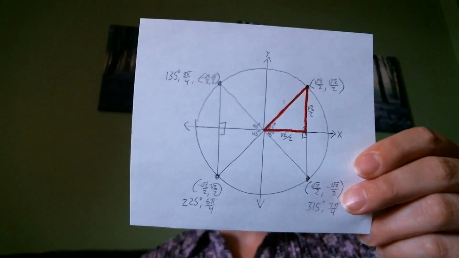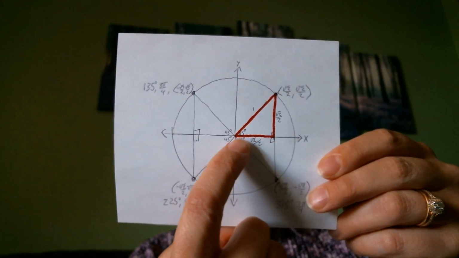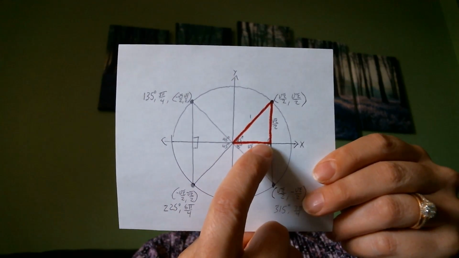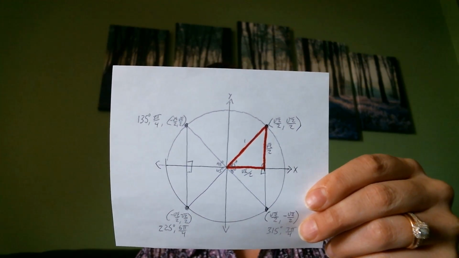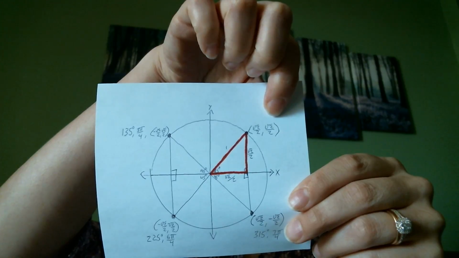So on the unit circle, when our hypotenuse is 1, our sides are root 2 over 2 and root 2 over 2. If we take that triangle and impose it on the unit circle, we can see that the length x from here to here of this leg and the length y from here to here of this leg is root 2 over 2. That's where these coordinates come from.